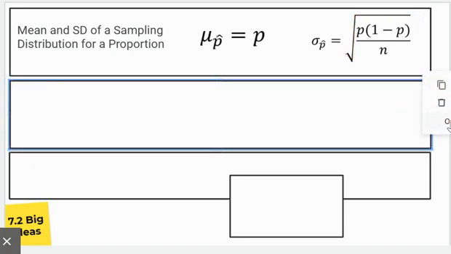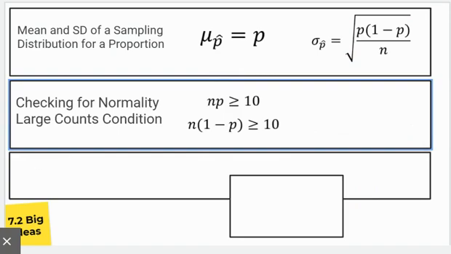The other big idea that we have is this, that we need to check a couple of things. In order to check for normality, we have to check the large counts condition. We want the sampling distribution that we are trying to create to be normal in order for us to use it. But the only way to check to make sure that it's going to be normal is if the large counts condition is satisfied. So we have to check n times p and n times 1 minus p.